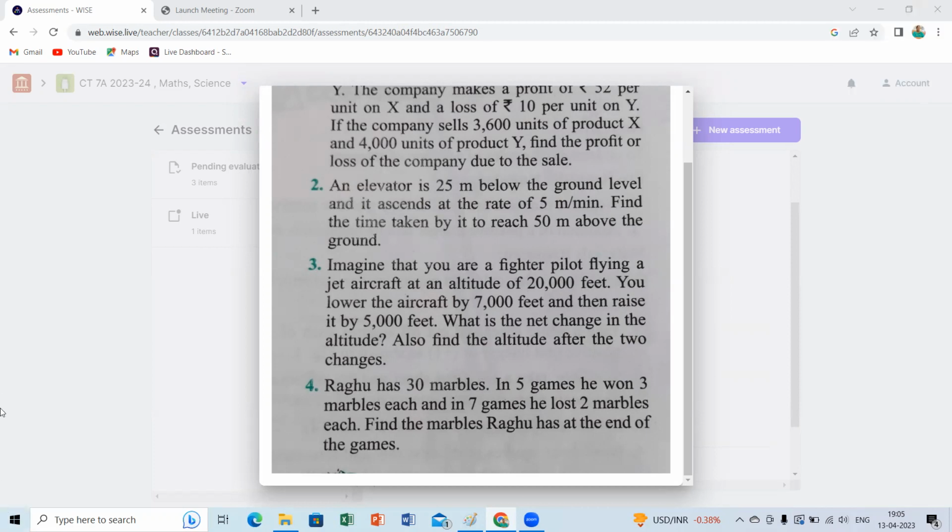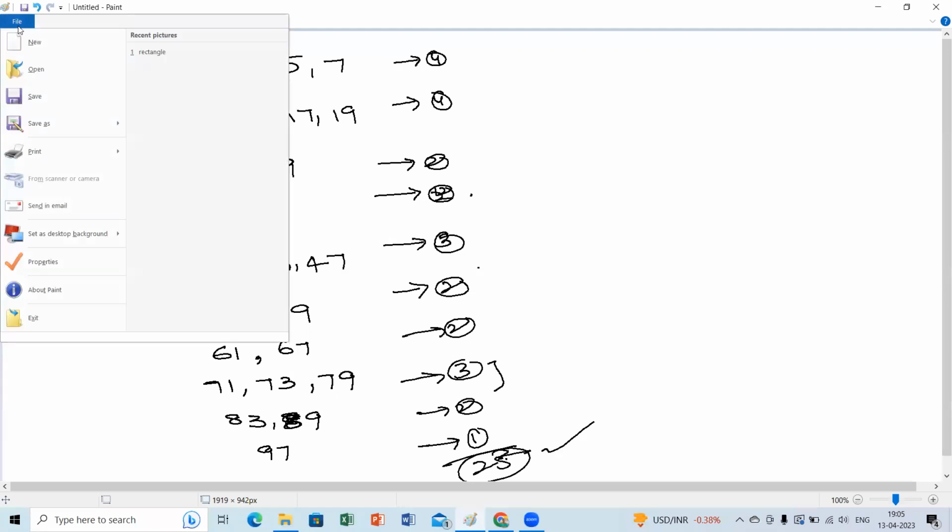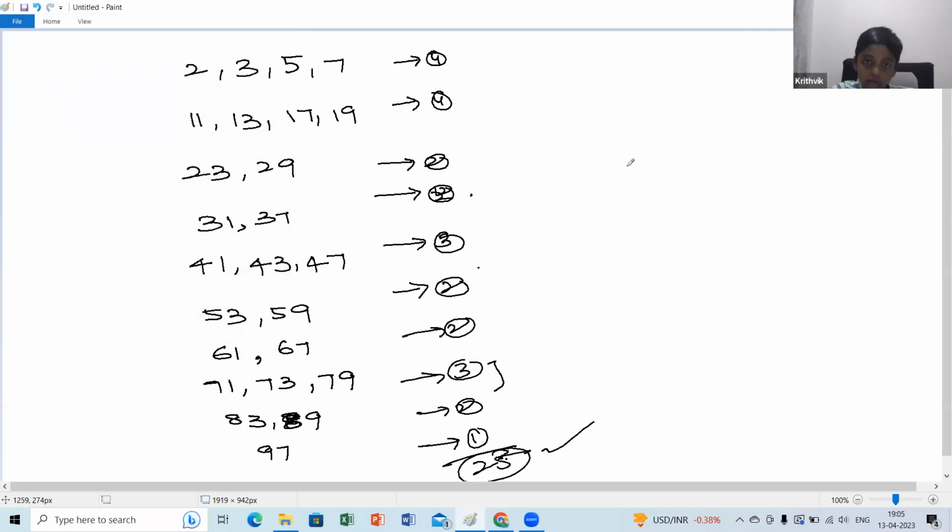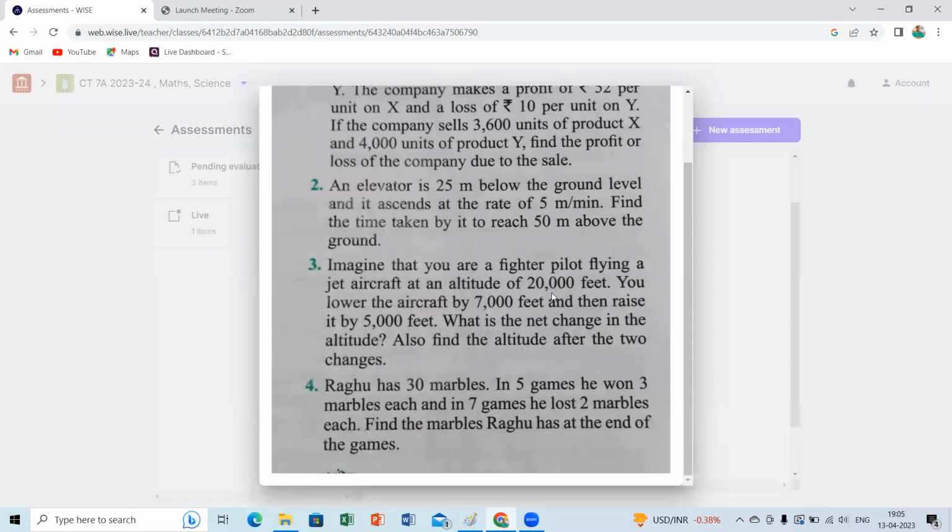Krithvik, did you get the correct one? But you have to write the statement. What is the first statement we can write here? The initial position of the fighter pilot's flight is equal to 20,000 feet. The aircraft lowered by 7,000 feet, so after lowering, the position of the flight is 13,000 feet. Again, after raising 5,000 feet, the position of the flight is 18,000. What is the net change in the altitude? How much net change happened here?